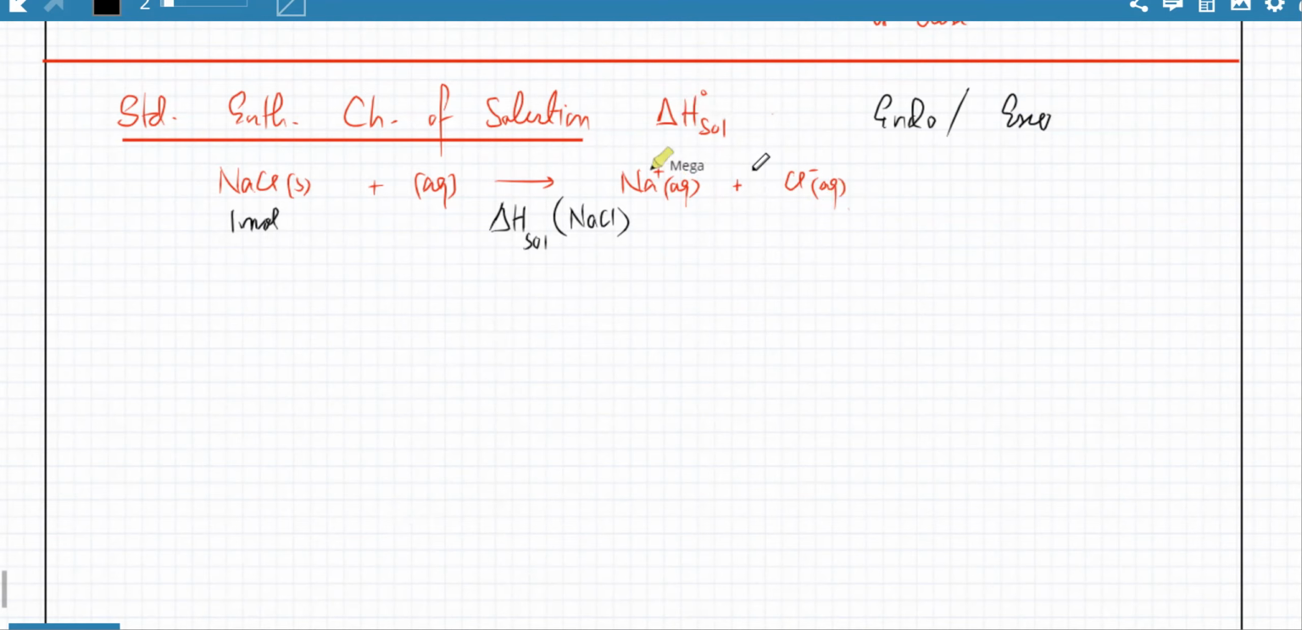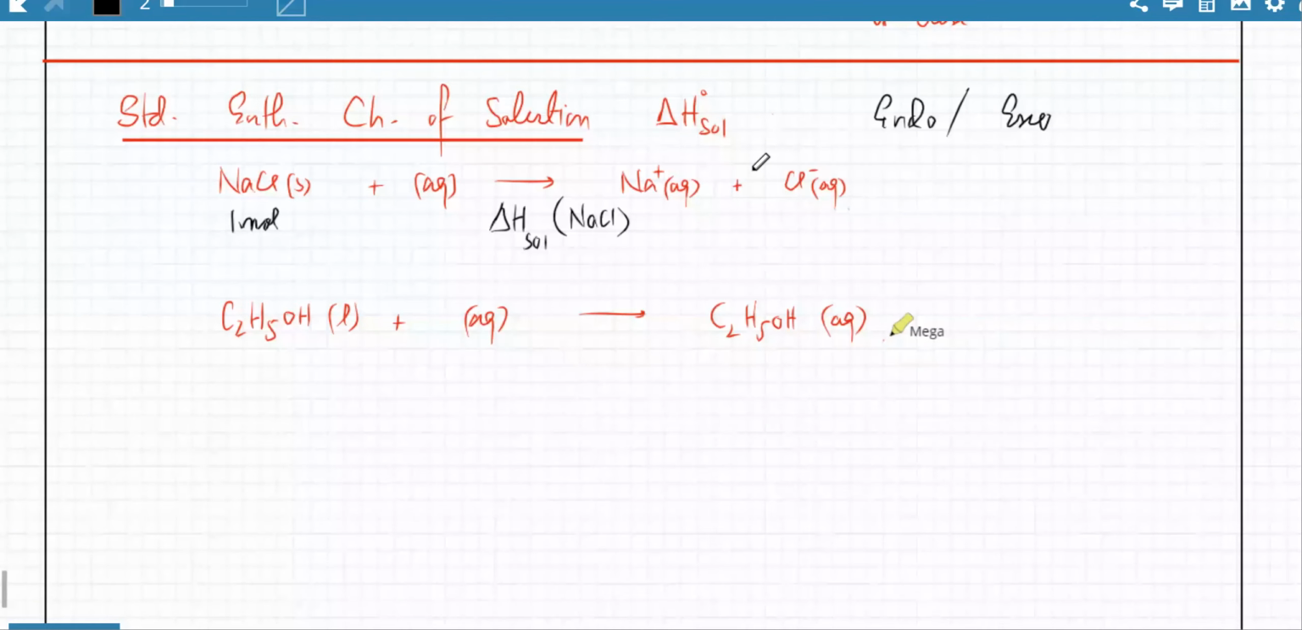And it could be any substance, not just ionic. If I have alcohol, ethanol, and I mix it in water, I get ethanol again. Now that's a covalent molecule. That's not going to dissociate, but I'm going to get ethanol in aqueous state now. So that's another one, standard enthalpy change of solution. This would be called the ΔH solution of ethanol.